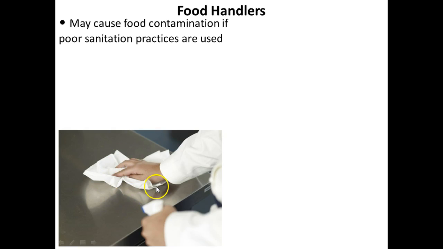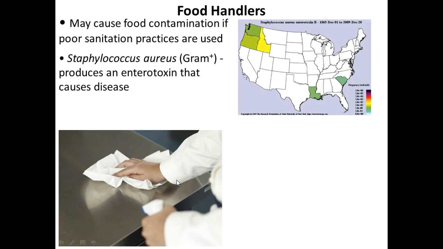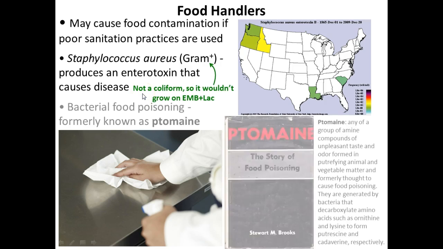How do we contaminate our food? By handling it, not having good sanitary practices. This is why every bathroom you go into in a restaurant tells you the employees must wash their hands before they leave, right? Staph aureus, which is a gram-positive, some strains can produce an enterotoxin, entero again referring to our gut, and cause some really serious problems.